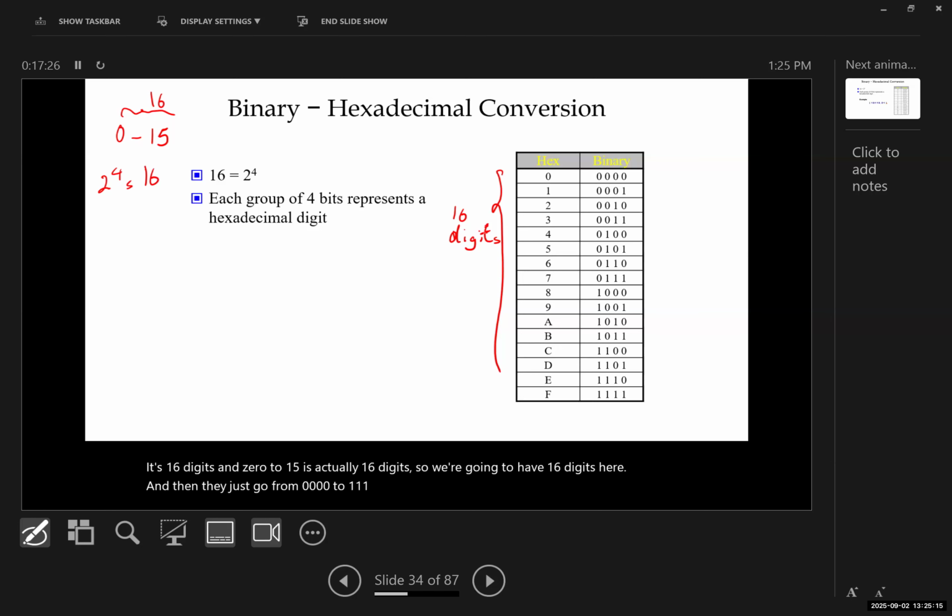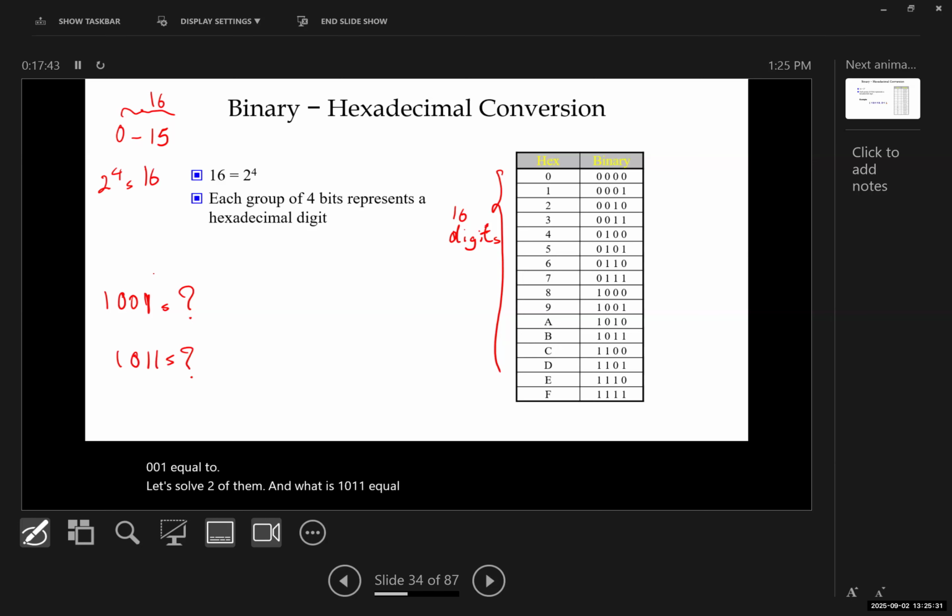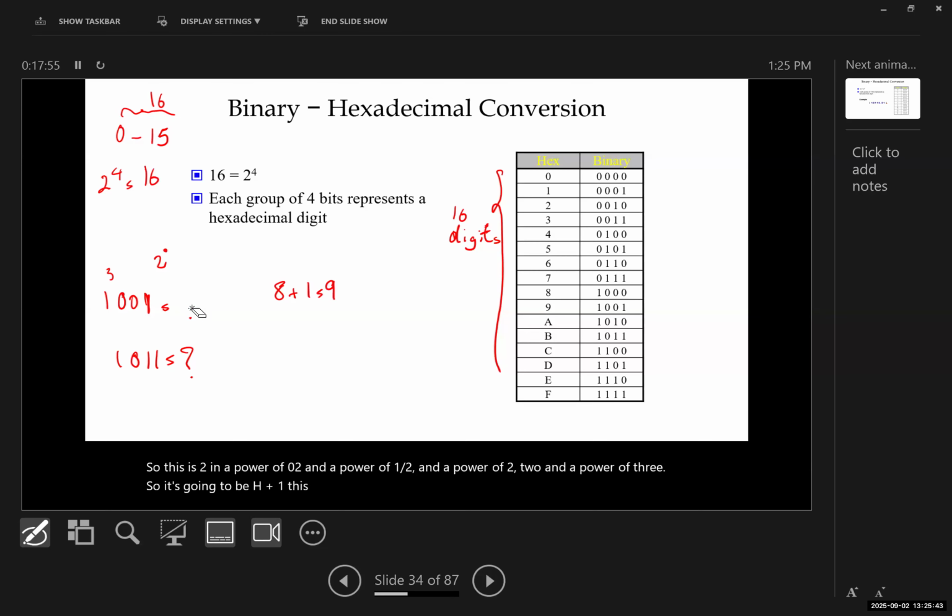For example, what is 1, 0, 0, 1 equal to? Let's solve 2 of them. And what is 1, 0, 1, 1 equal to? So this is 2 to the power of 0, 2 to the power of 1, 2 to the power of 2, 2 to the power of 3. So it's going to be 8 plus 1. This one is equal to 9.